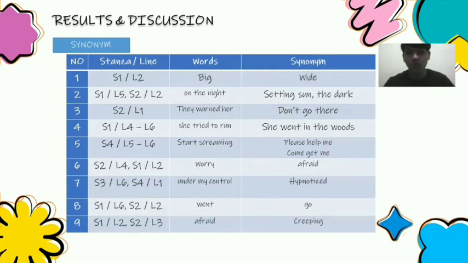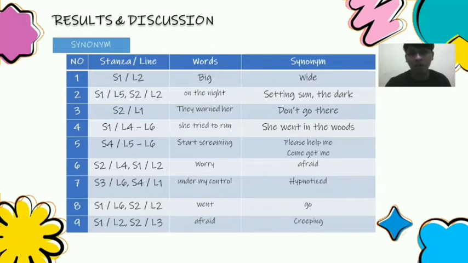Why I put it in synonym here? Because on the night itself refers to the setting sun, which refers to the condition when the sun is no longer above the horizon, so it's already under the horizon, so we can say it is night, right? So I put it as similar. And then the third is they warn her.